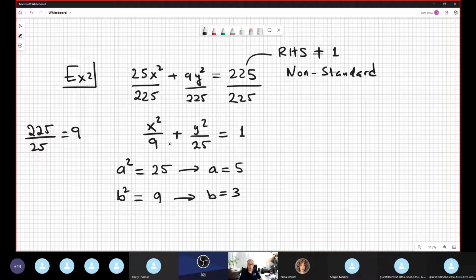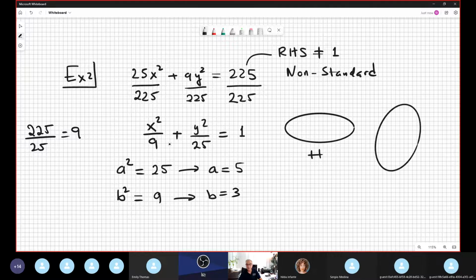Okay, so my next question is, how does our ellipse look? Like that, horizontal, or like that, vertical? What do you think? Vertical, because the big number is associated with the y. Therefore, the major axis is located on the y-axis, or parallel, not necessarily coincident. In this case, yes, it's coincident.